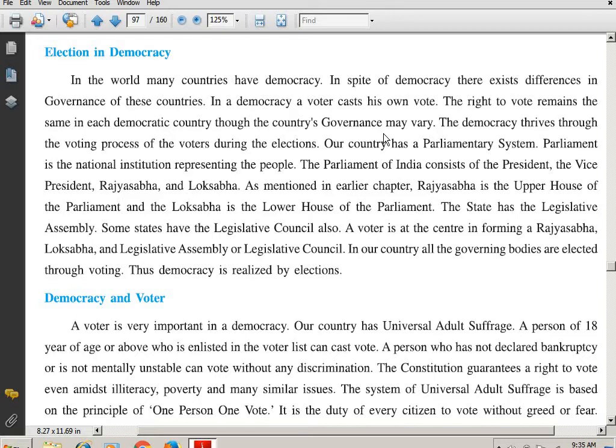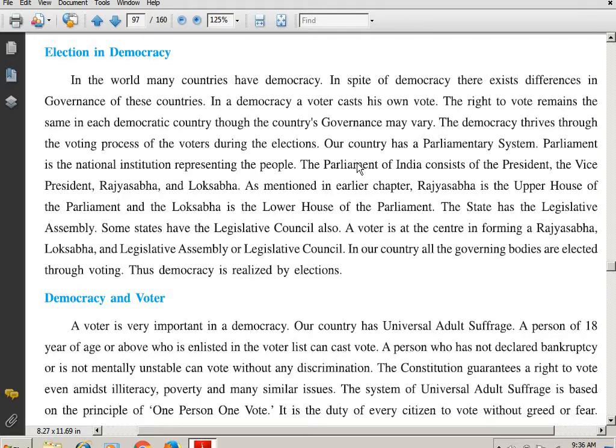So, in whichever country there is a democracy, the right to vote remains the same. The governments may vary, the governing pattern of the country may be different, but the right to vote remains the same. The democracy thrives through the voting process of the voters during the elections. So the number of elections and the number of voters who vote also depend on that.